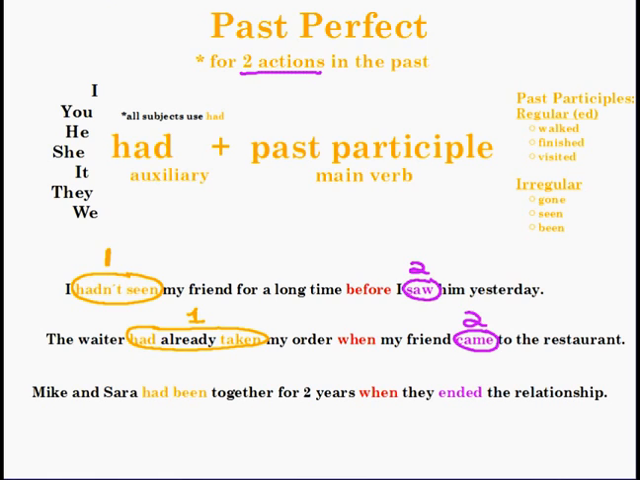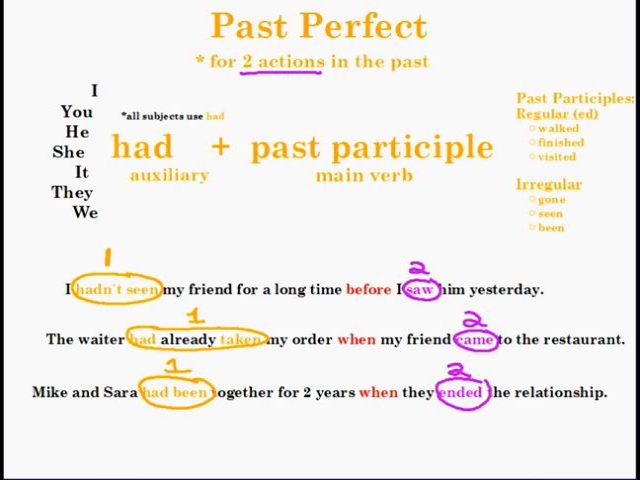Here's another example. Mike and Sarah had been together for 2 years when they ended the relationship. So, again, if I look, my past perfect, Mike and Sarah had been together for 2 years. That's the first thing that happened. When they ended the relationship. So, this is the second thing that happened. They ended the relationship. Okay? So again, the past perfect indicates the first thing that happened in a sequence of two things in the past.